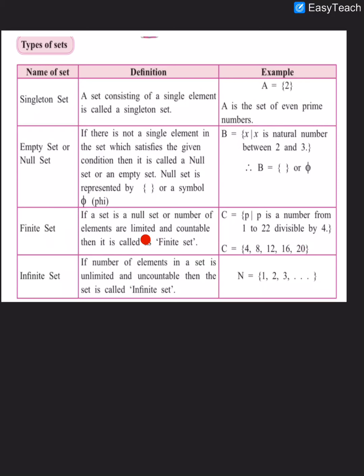If we can count the number of elements in a set, it is called a finite set. Infinite set: if there are an infinite number of elements in a set, it is uncountable. If we cannot count how many elements there are, that is called an infinite set.